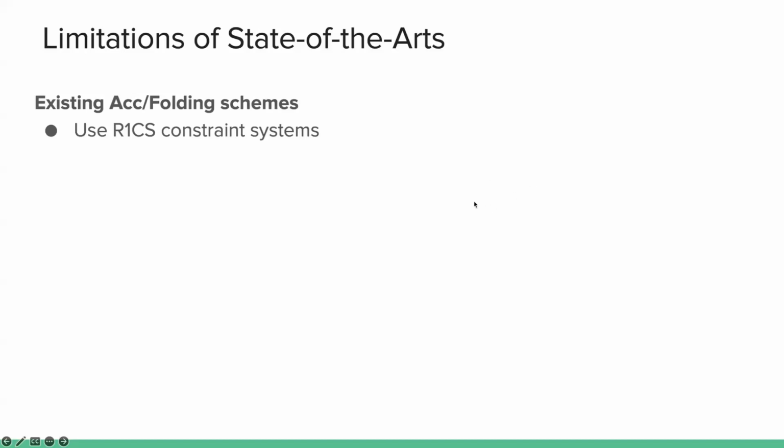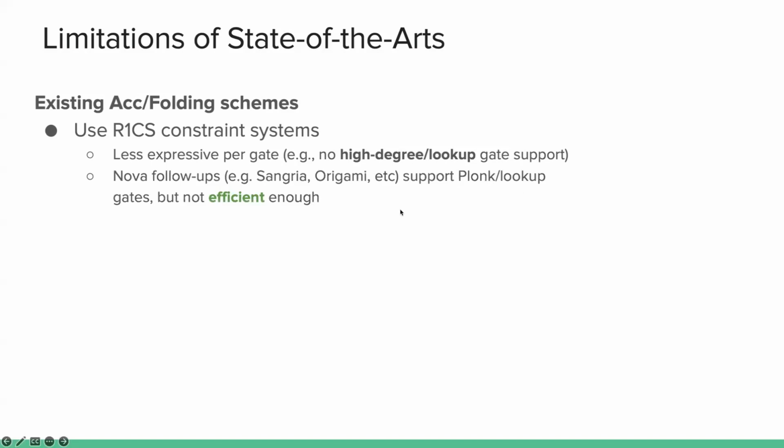However, it's much less expressive compared to some recent advanced gates, like high degree custom gates and lookup gates. And while we were writing this paper, we also became aware of several follow-ups, which is really cool. Like Sangria and Origami, they also say that they can support Plonk and lookup gates, but it turns out that it's not efficient enough if you want to support really high degree gates.